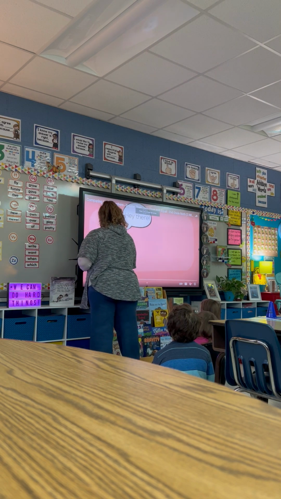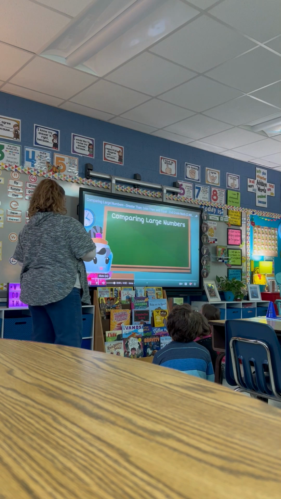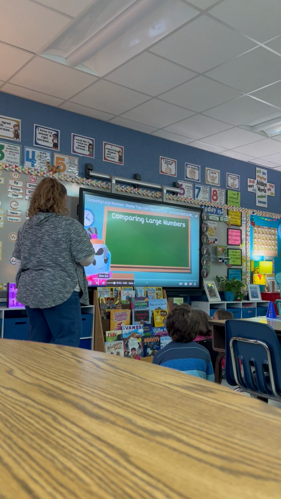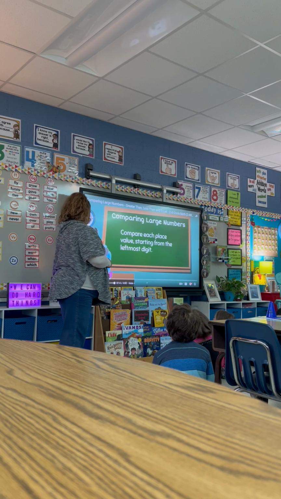Let's make a connection. Comparing numbers up to 1,000. The best way in comparing large numbers is to compare each place value starting from the leftmost digit.